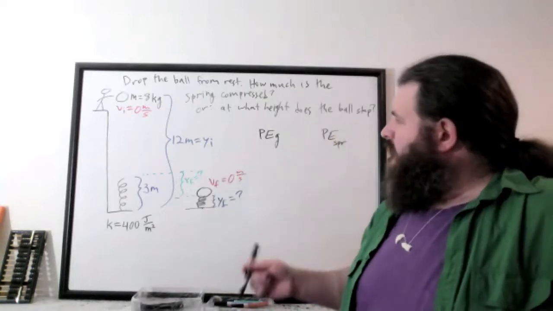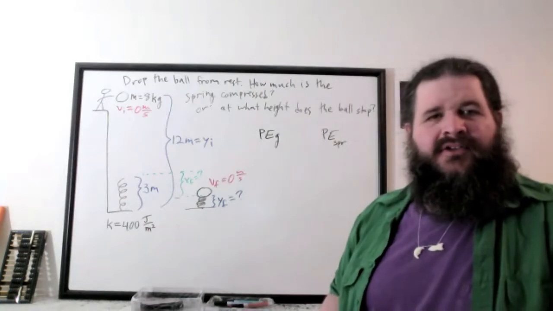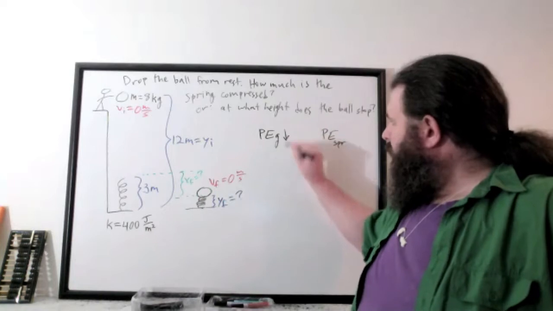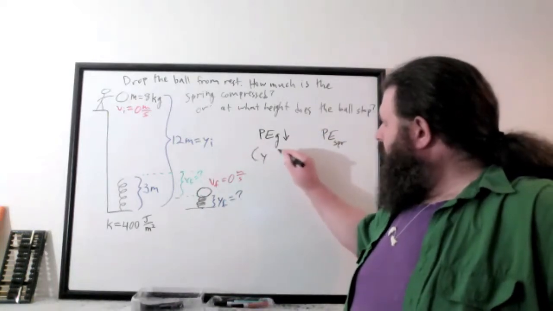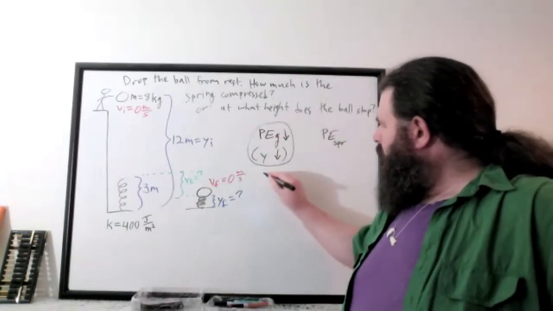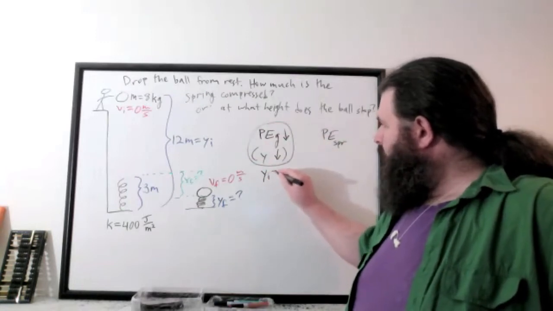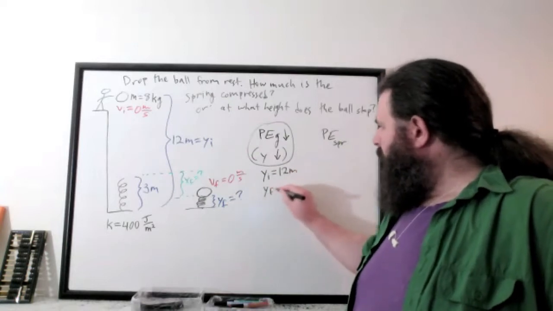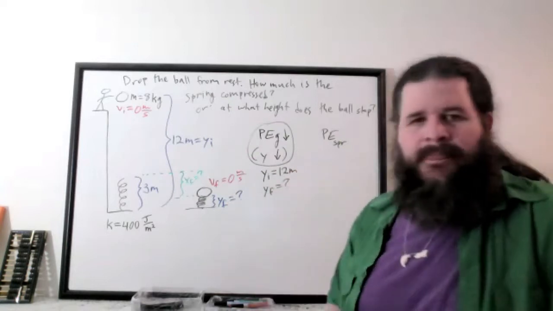For gravity, would you say potential energy of gravity has increased or decreased? Decreased because height decreased. Exactly. Height is the indicator. The height of the ball has decreased. In fact, we can list out the initial value. We don't know the final value, but we can just leave that as an unknown variable.